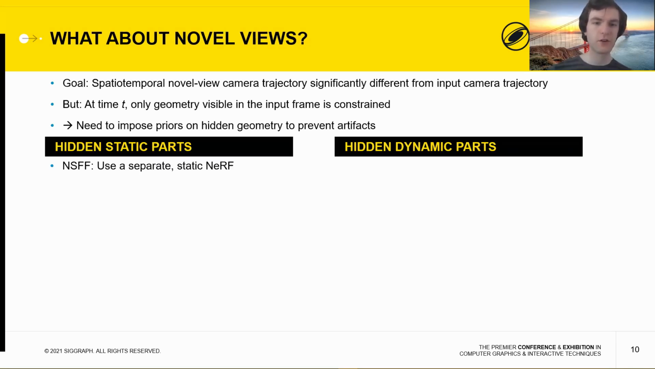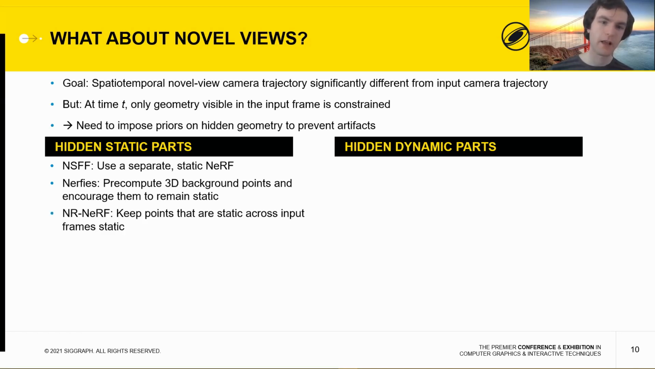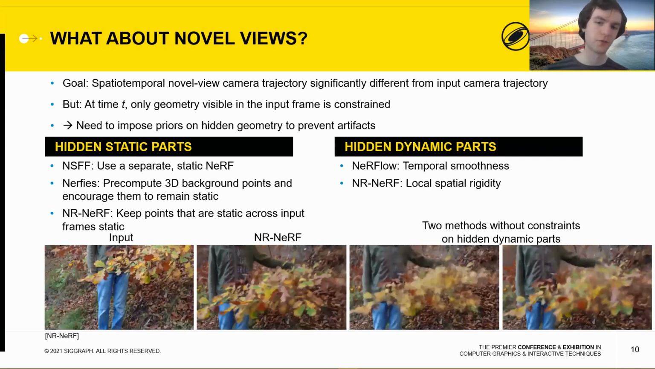So for hidden static objects, NSFF uses a separate static NeRF as mentioned earlier. NeRFs optionally pre-computes 3D background points and encourages them to remain static. And NRNeRF tries to determine points that are static across the input frames where they are visible, and to then keep them static in frames where they were not visible. More interestingly, we also need to keep hidden dynamic objects in mind. NeRF flow encourages temporal smoothness for these points. NRNeRF encourages local rigidity along the 3 spatial dimensions.